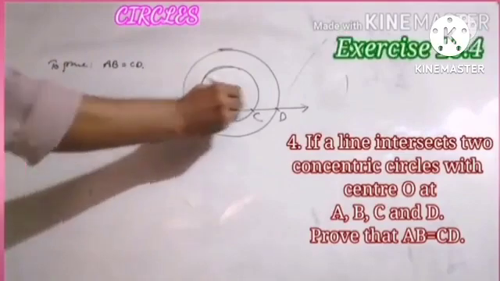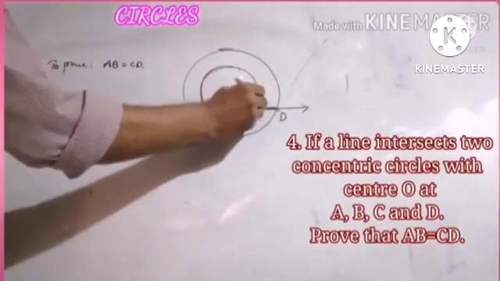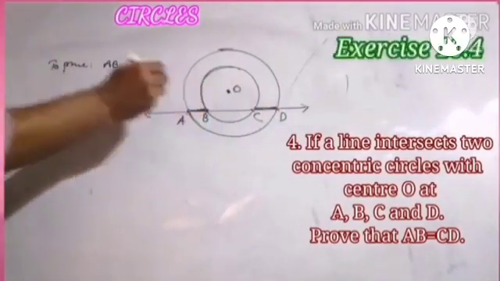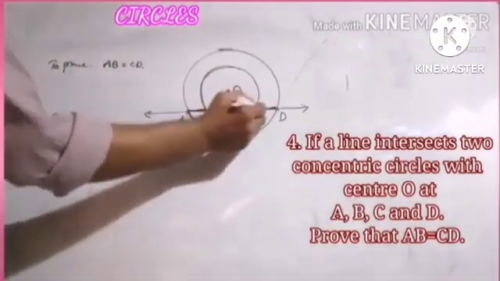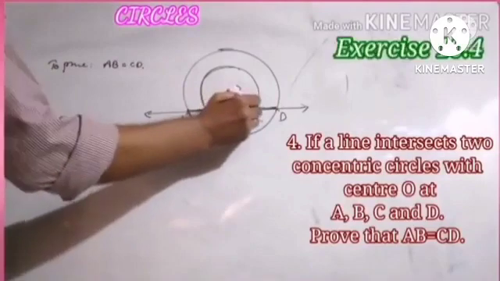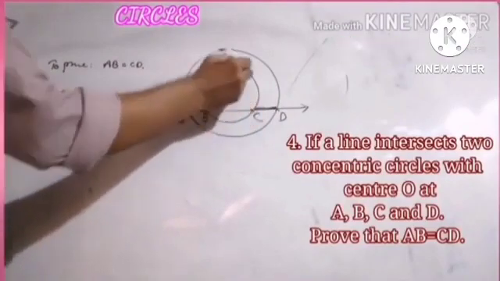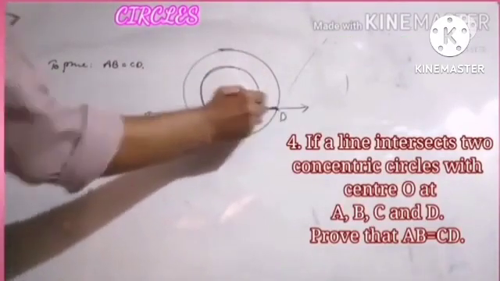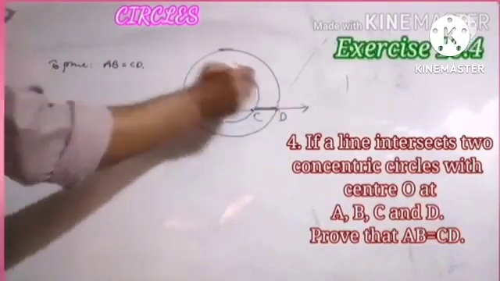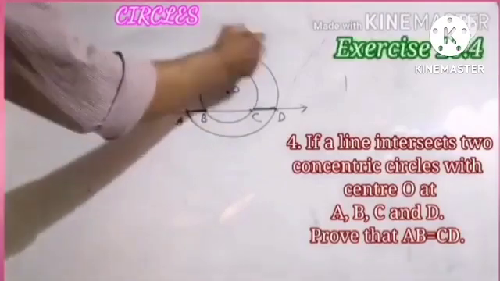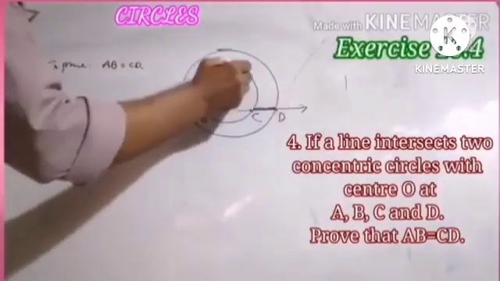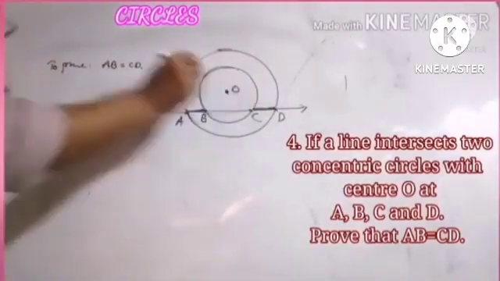This AB and CD, these two line segments are equal. That is to prove. Okay. Here, we know that BC is a chord of the smaller circle, and AD is a chord of the bigger circle. Considering the outer circle, AB is its chord; the smaller circle, BC is its chord.